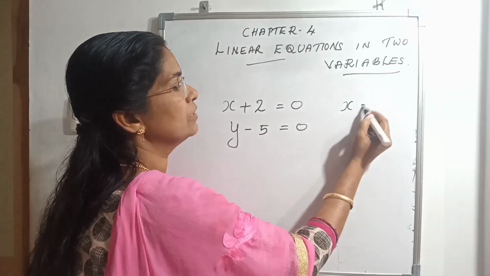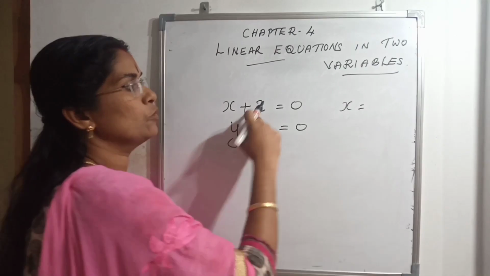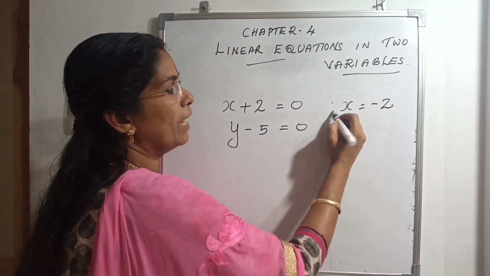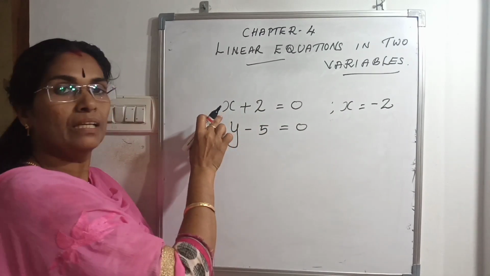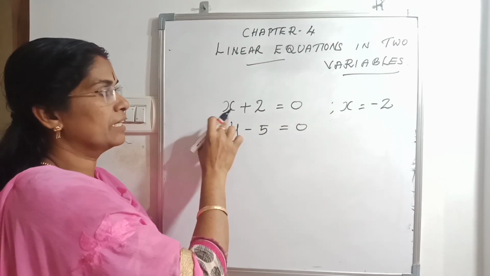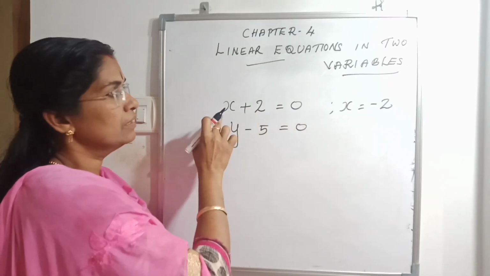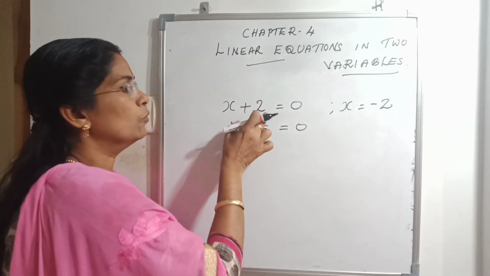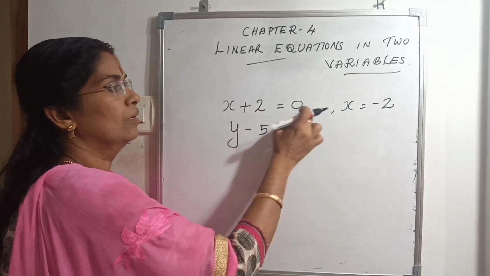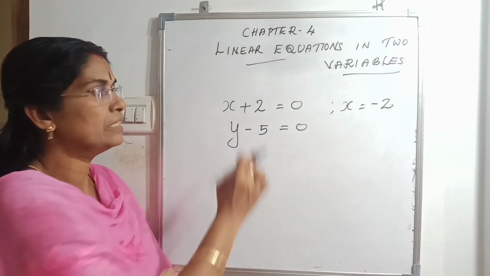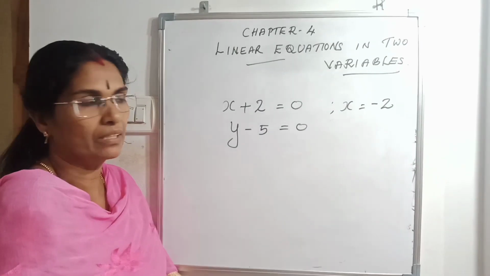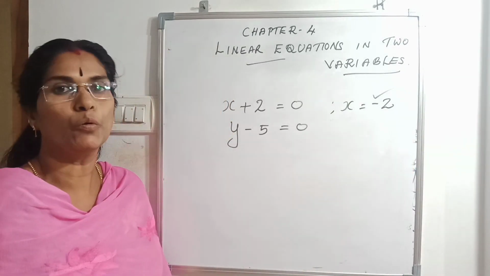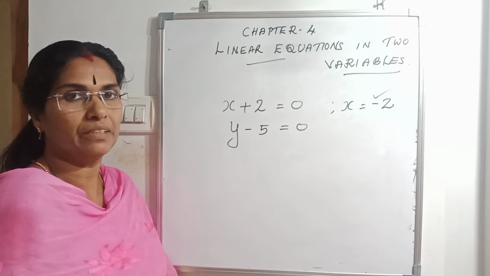Then x is equal to, just transpose plus 2 to the right side, it becomes minus 2. x equal to minus 2 is the solution of the first equation, x plus 2 equal to 0. See, now put x equal to minus 2: minus 2 plus 2, the left side becomes 0, right side also 0. So it satisfies this equation. So we can say x equal to minus 2 is the solution of this given equation.